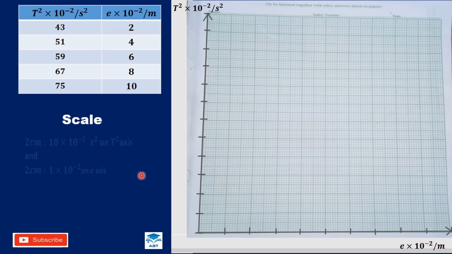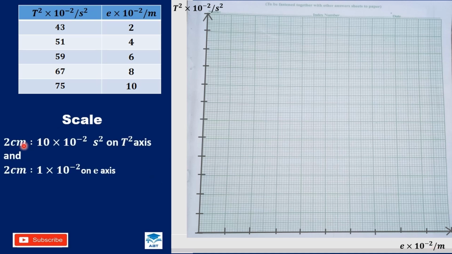So we are going to choose a scale. We choose a scale of 2 centimeters is to 10 times 10 exponent negative 2 second squared on the t squared axis. So we start from 0, 10, 20 and so on the vertical axis. And here we start with 1, 2, 3, 4, 5 and so on. On the vertical axis, one big box is 10. When we divide by 10, it means one small box is going to be 1.